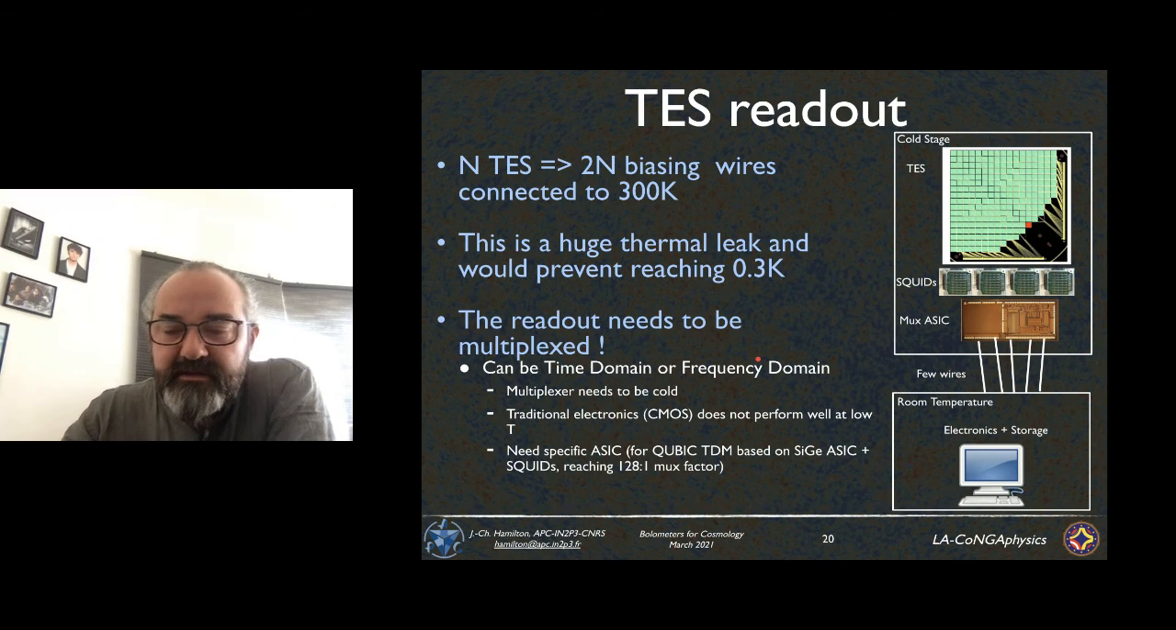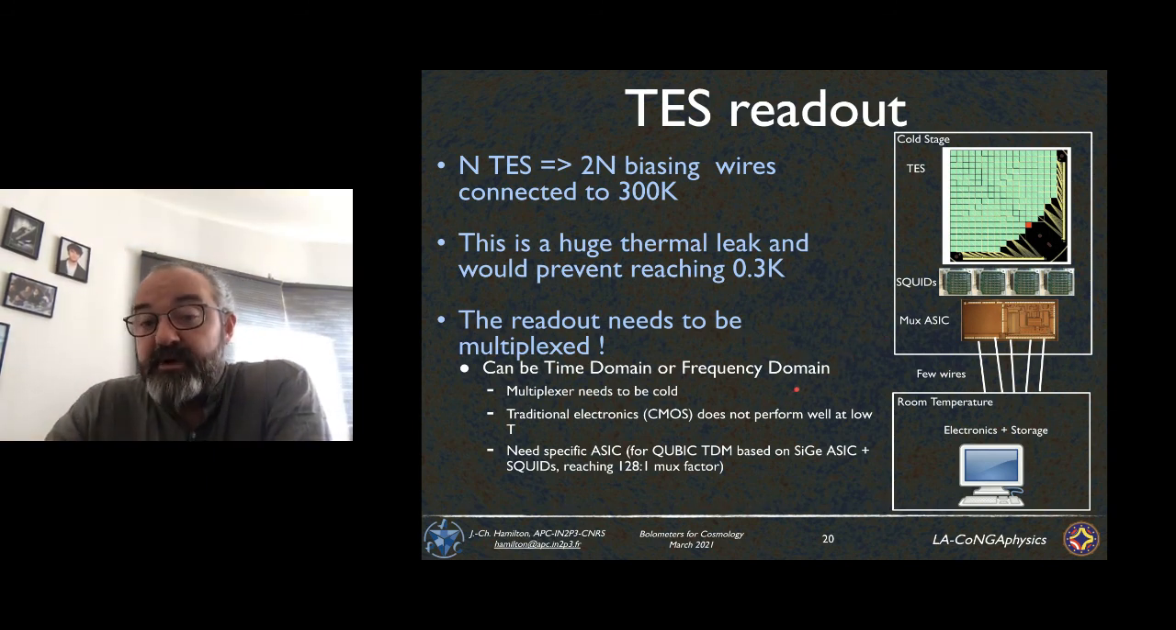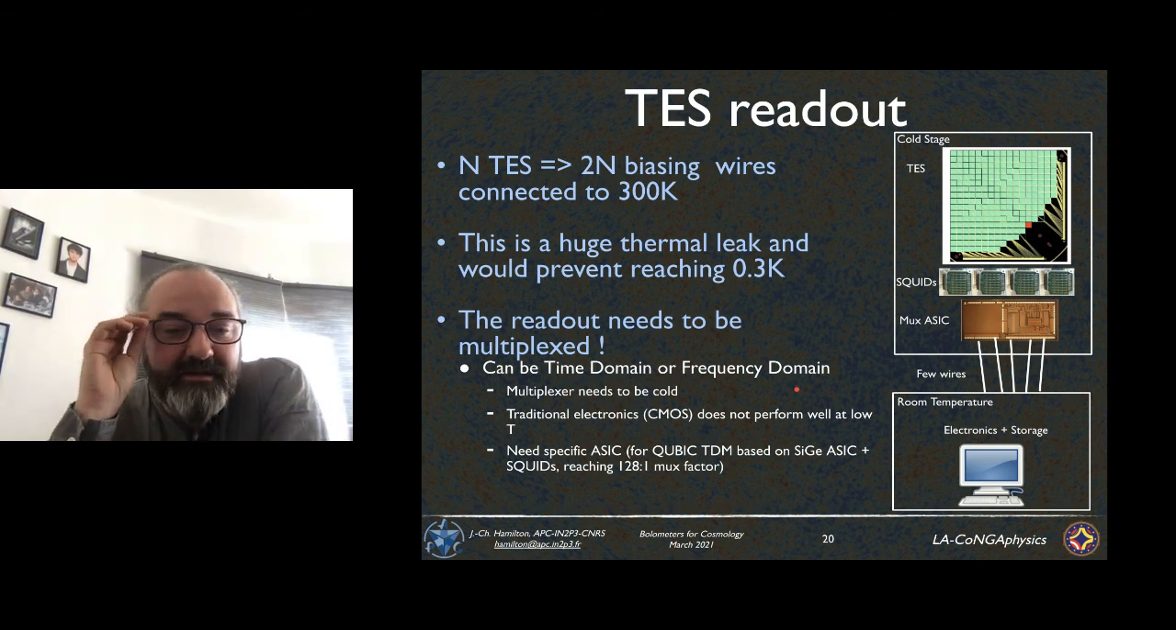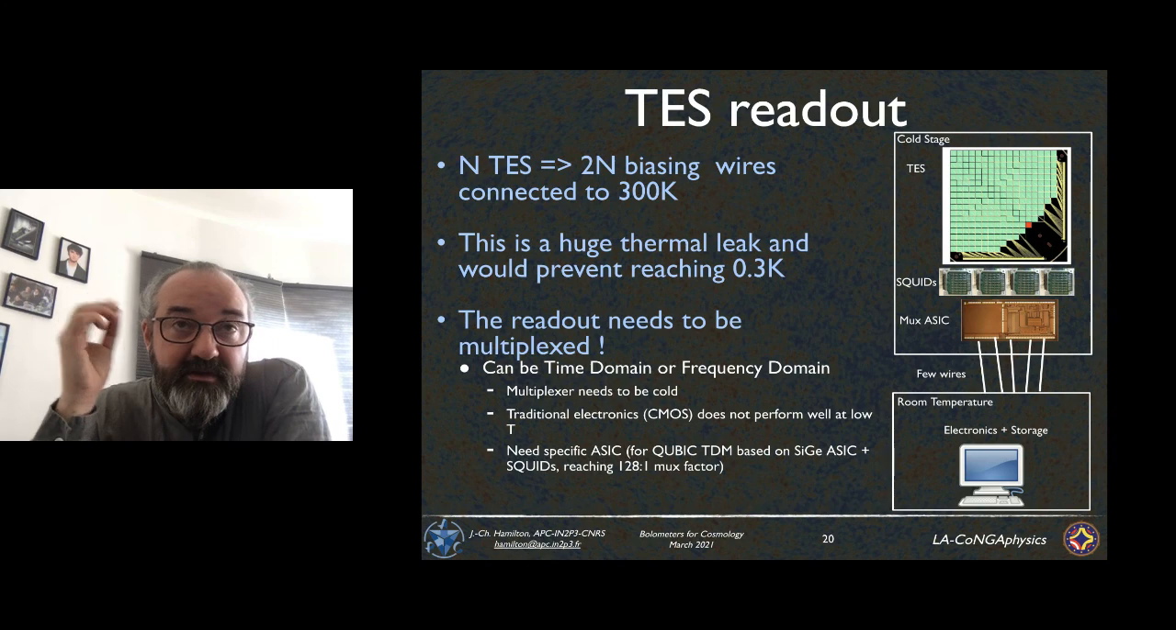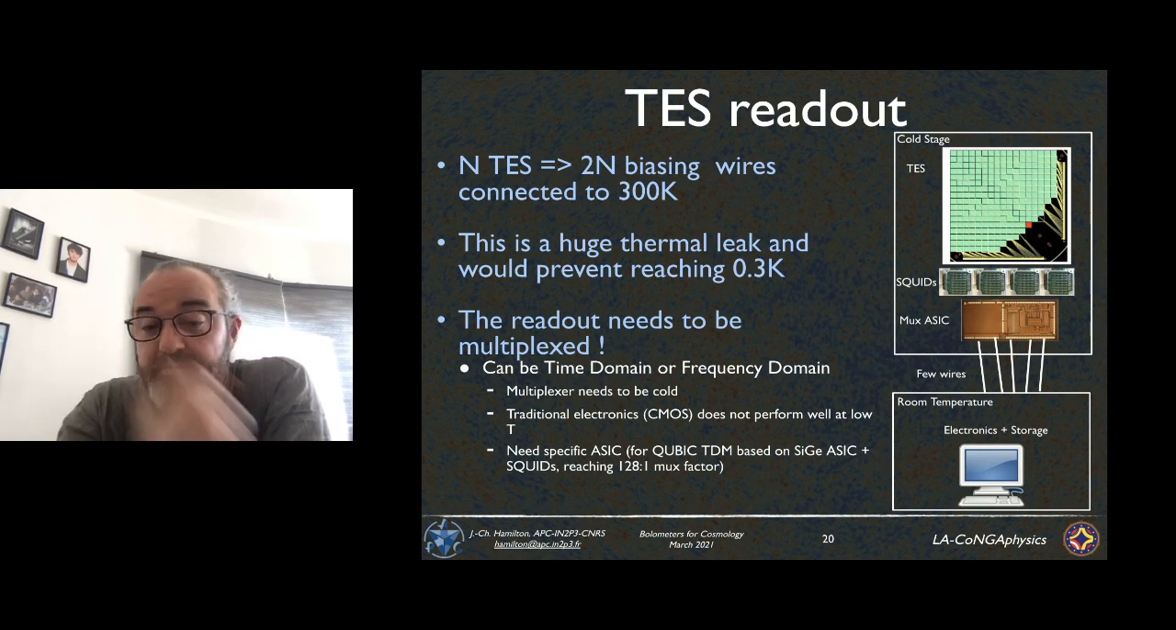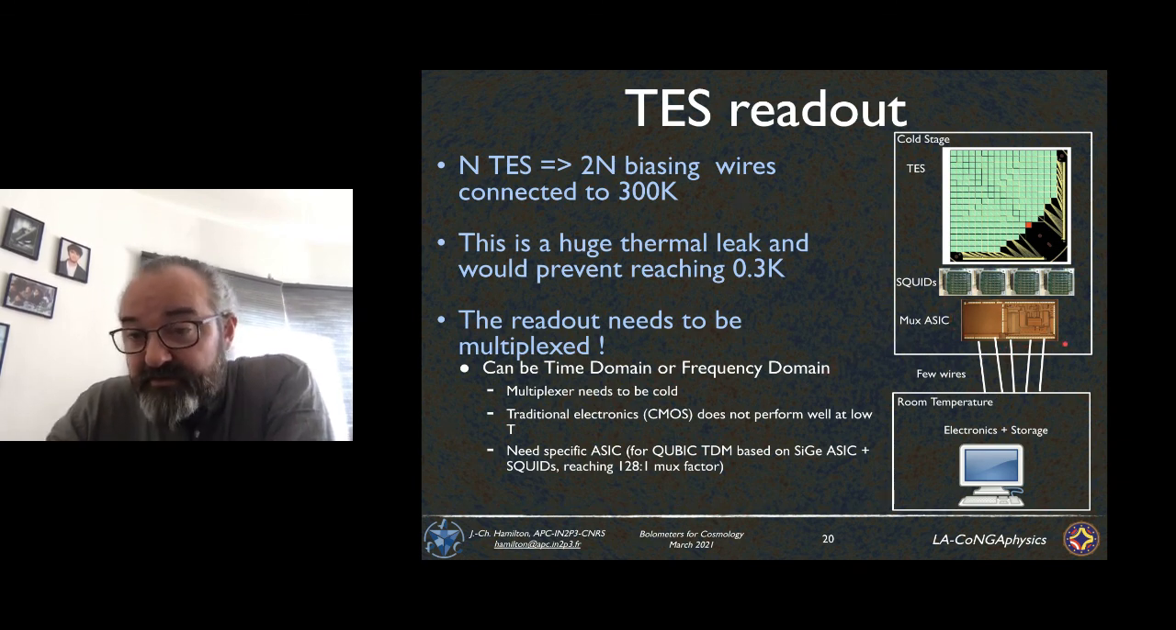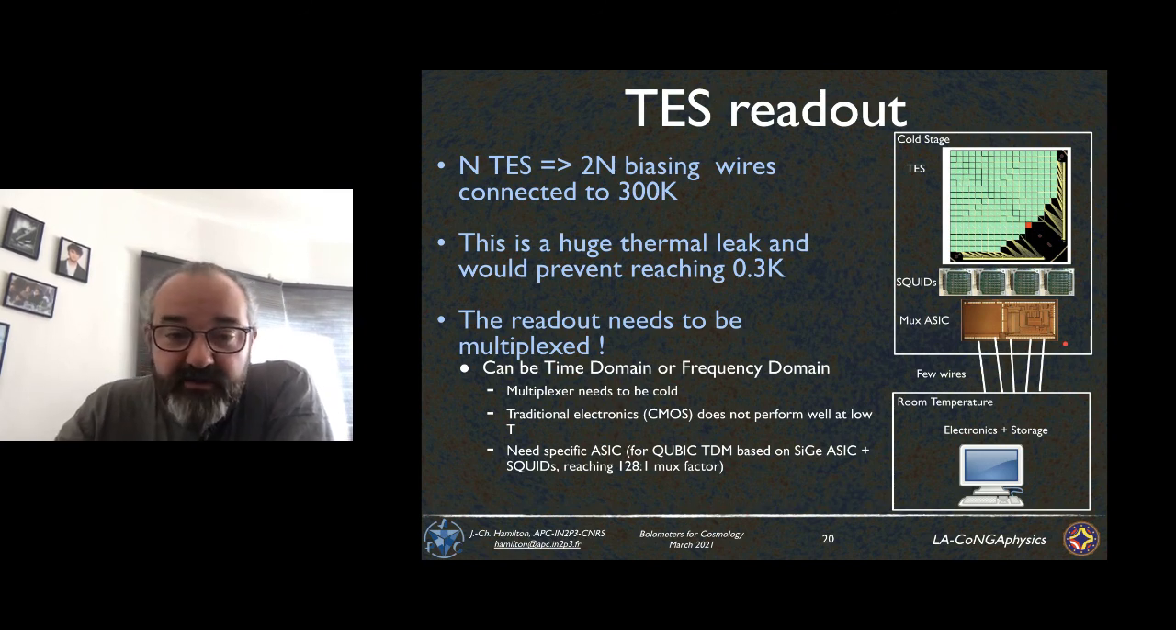Okay? So here we use cables and multiplexing on the electric signal, which can be time domain and frequency domain. There are advantages and drawbacks for both. But basically, the multiplexer needs to be cold, otherwise it will not work. Okay? And you may know that the traditional electronics, which is based on CMOS technology, does not perform well at low temperature. So we have to use another technology for this electronics here. Okay? So we have to build a microprocessor not based on CMOS technology. So that's called an ASIC with another technology.